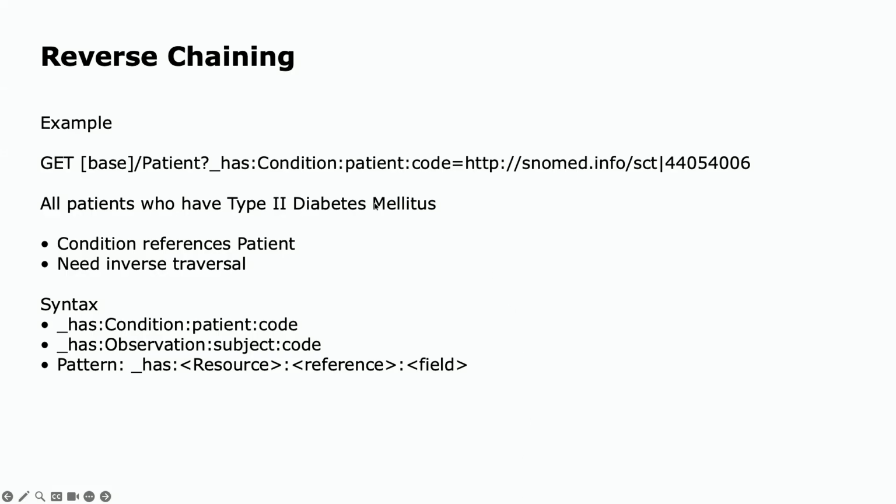And here's what we mean by reverse chaining. We want to find all those patients. So we're searching for patient resource, but they have to have a certain condition. And this is where, if you aren't familiar with the FHIR syntax, this may look confusing. I mean, it is a syntactic pattern that's valid, but it may be a little bit obscure. So we have to get a condition that references the patient. We need to do what's called inverse traversal. And here's some examples of that.